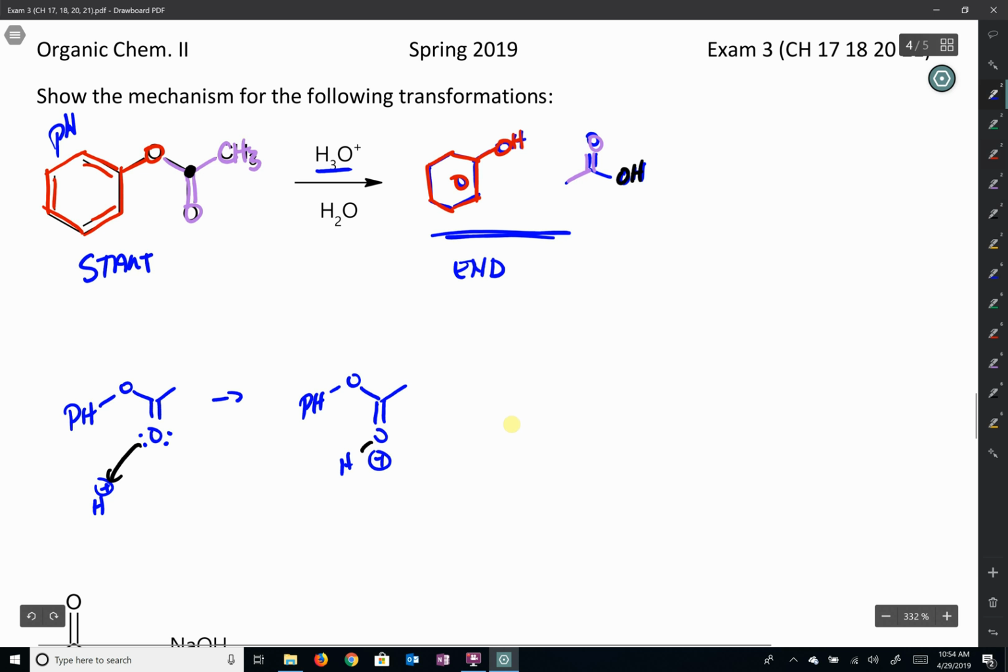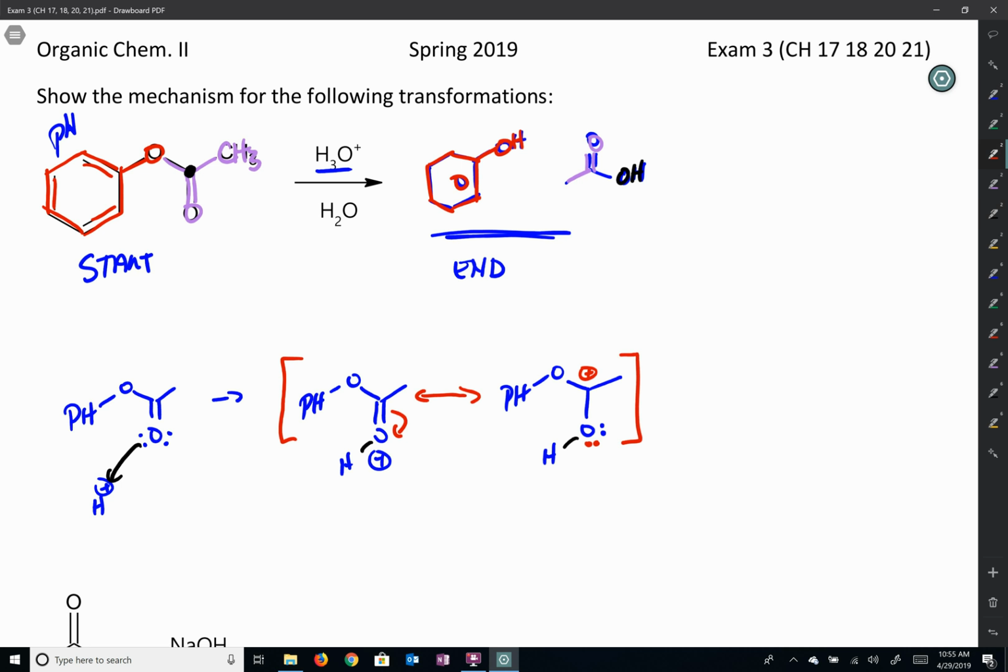And the whole point of this is that we can draw a resonance structure, which helps to emphasize the point that we now have a complete positive charge on that carbonyl there. Although remember, this is a resonance. But the point is that if we can draw a resonance structure where we have a full positive charge on that carbonyl, it's more susceptible to nucleophilic attack.